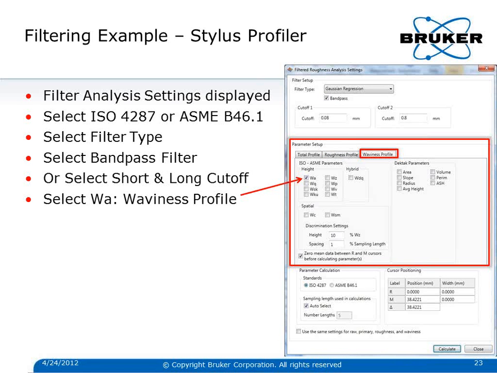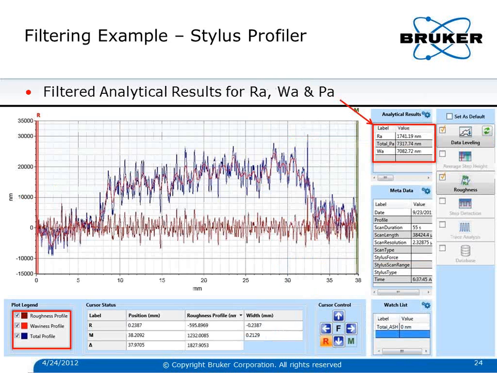So once we select the appropriate filters that we would like to use for our measurement, the resulting display is shown here, where we have the raw data, or the primary profile, or the total profile. The waviness profile is displayed, and then the roughness profile is displayed. And in the upper right hand, you see the arrows pointing to the box. It displays the RA, the PA, and the WA.